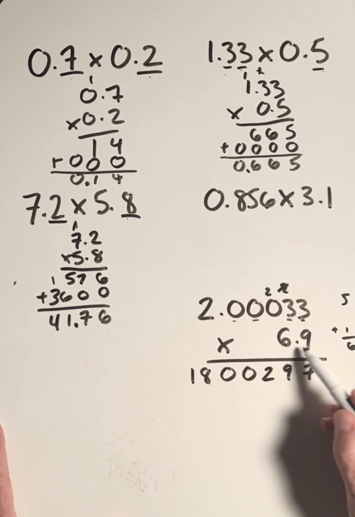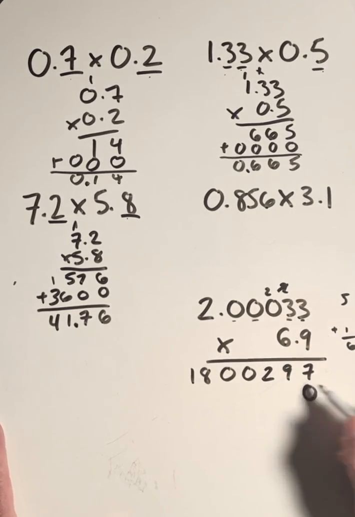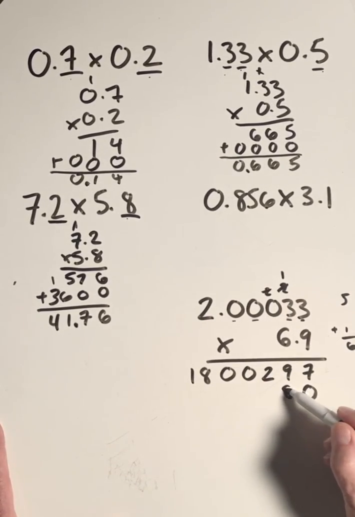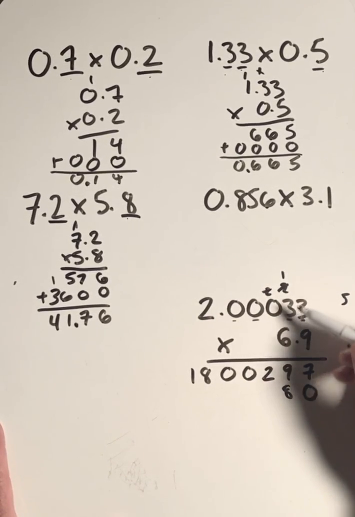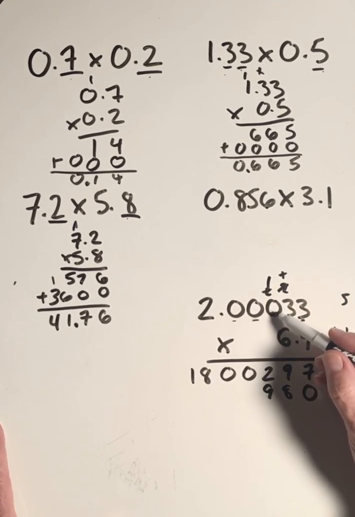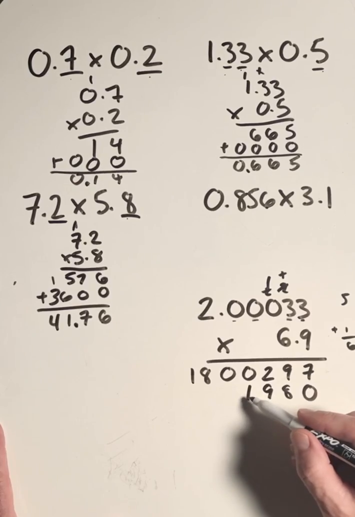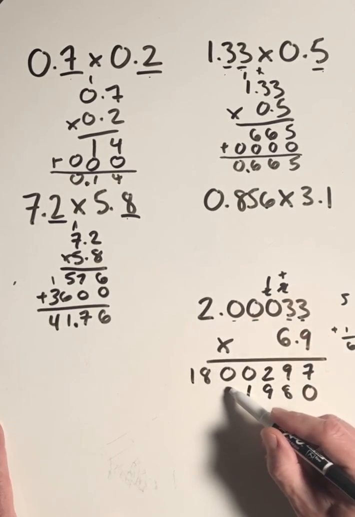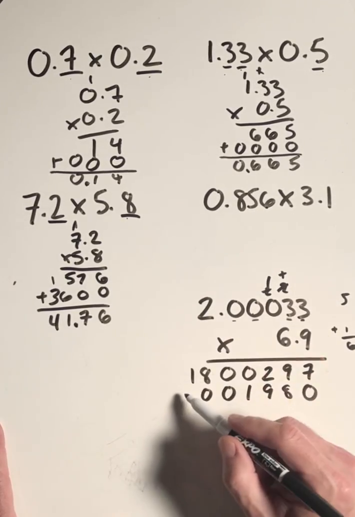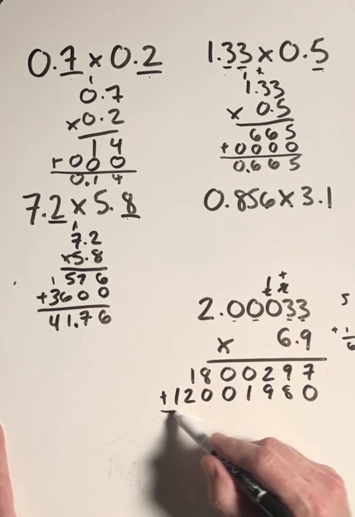When I move to the next decimal place, I have to add a 0 here. 6 times 3 is 18. 6 times 3 is 18, plus this 1 is 19. 6 times 0 is 0, plus 1 is 1. 6 times 0 is 0. 6 times 0 is 0. And 6 times 2 is 12.